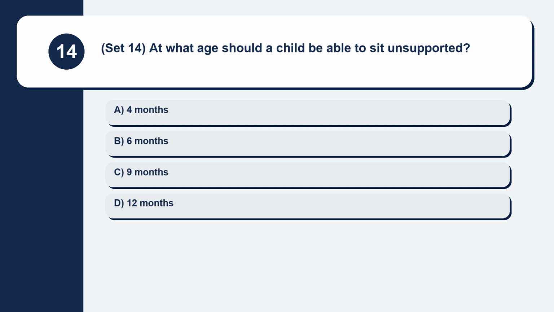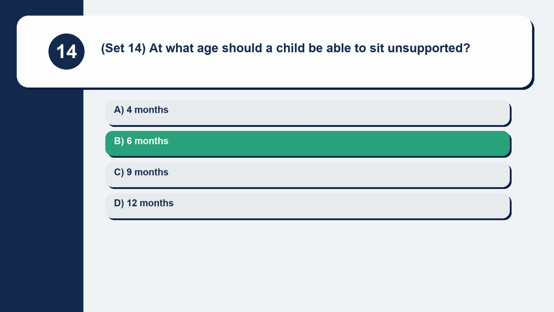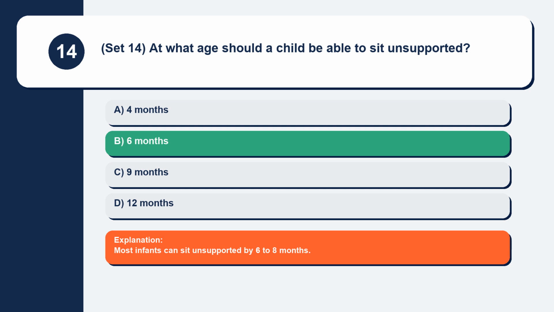Question 14. Set 14. At what age should a child be able to sit unsupported? 4 months, 6 months, 9 months, 12 months. Most infants can sit unsupported by 6 to 8 months.